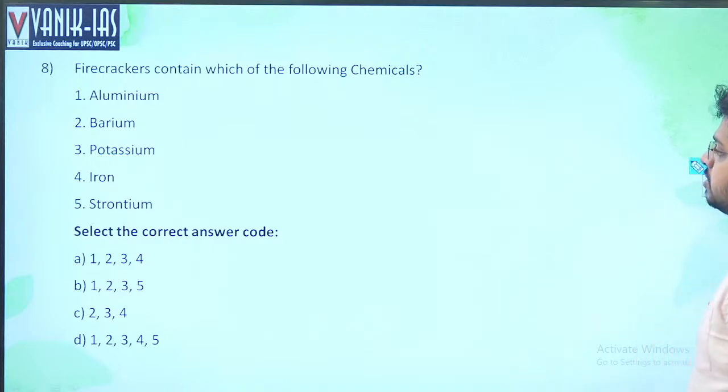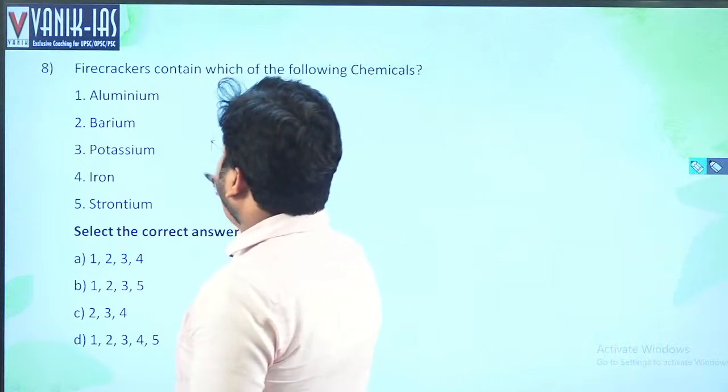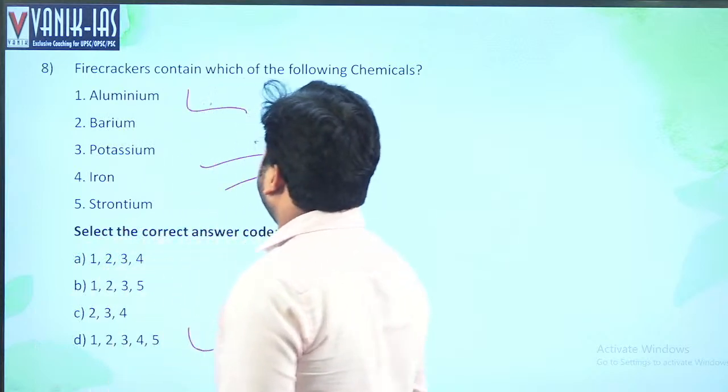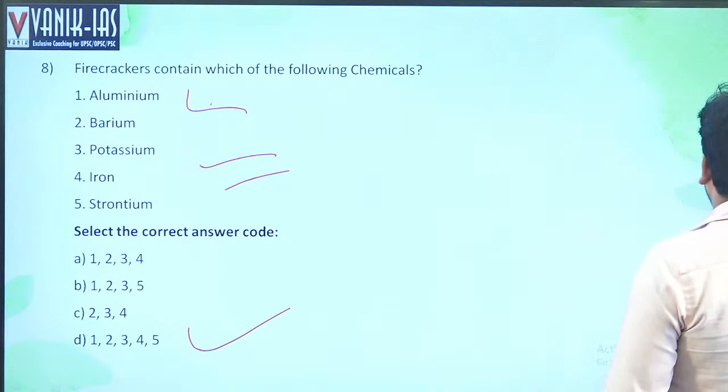Firecrackers contain which of the following chemicals? Strontium, iron, potassium, barium, aluminum. All the chemicals are used in firecrackers. So, aluminum, barium, potassium, iron, and strontium.